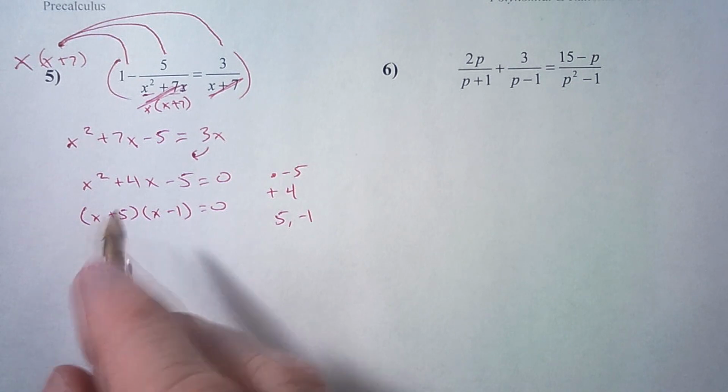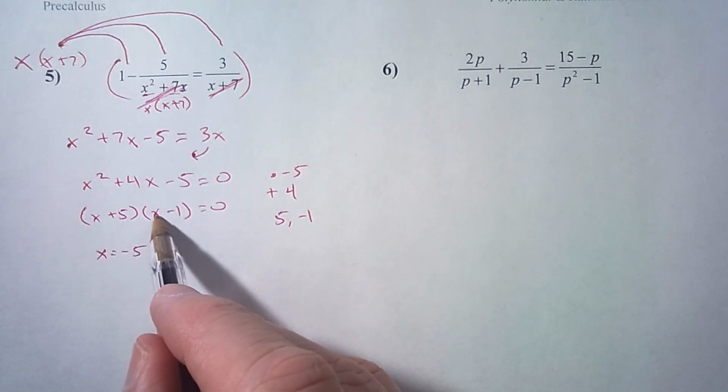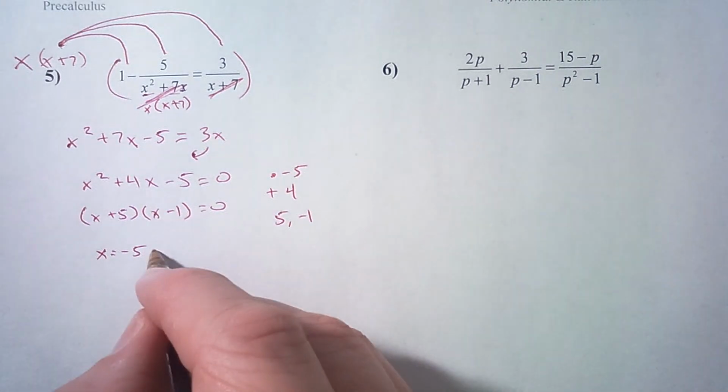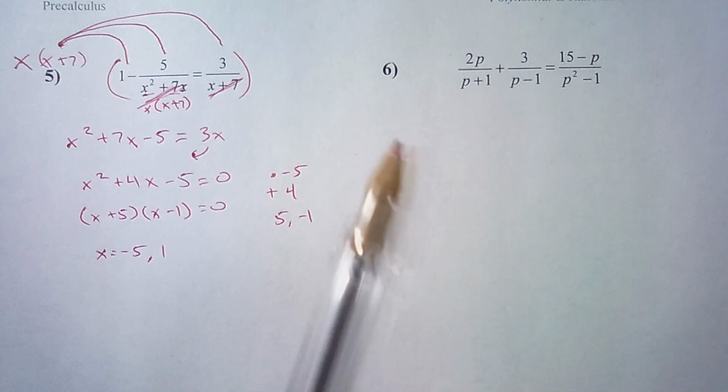So what value of x makes this factor a 0? That value is negative 5. And what value of x makes this factor equal 0? 1. So negative 5 and 1 are my two solutions.